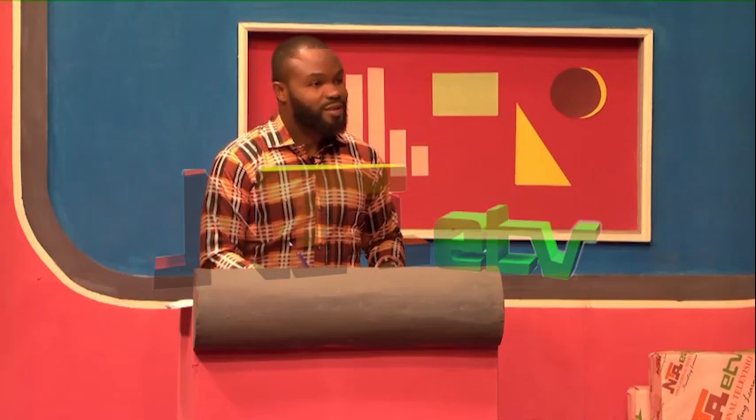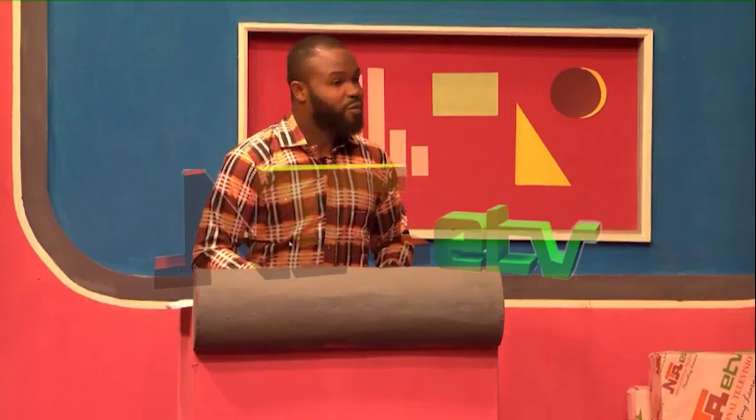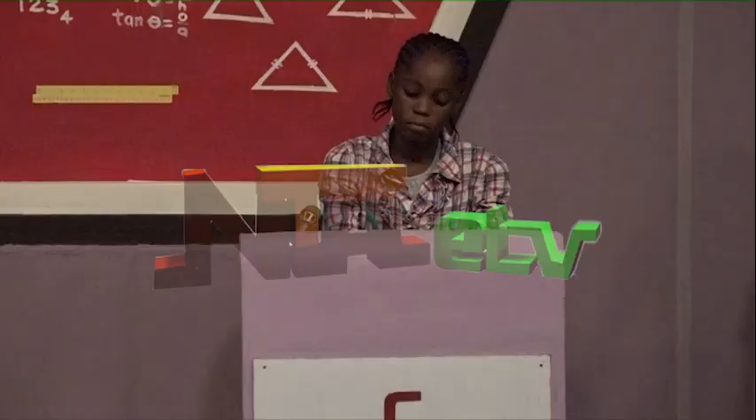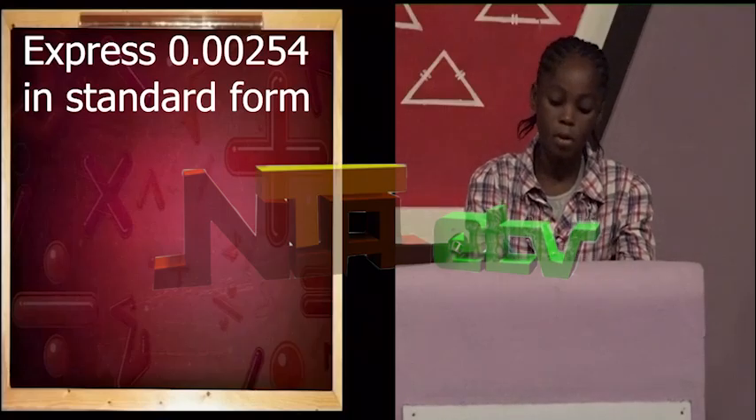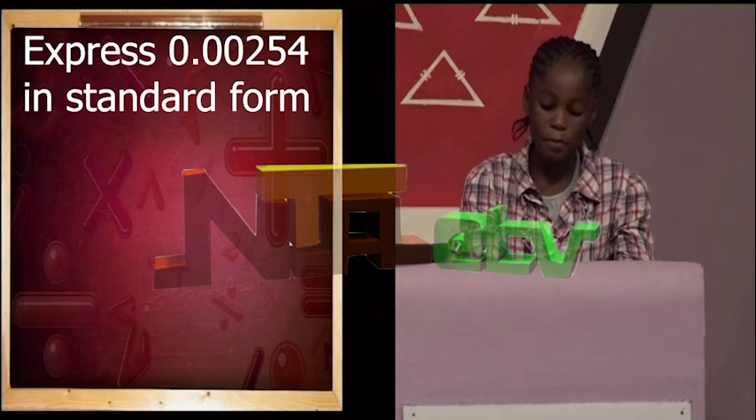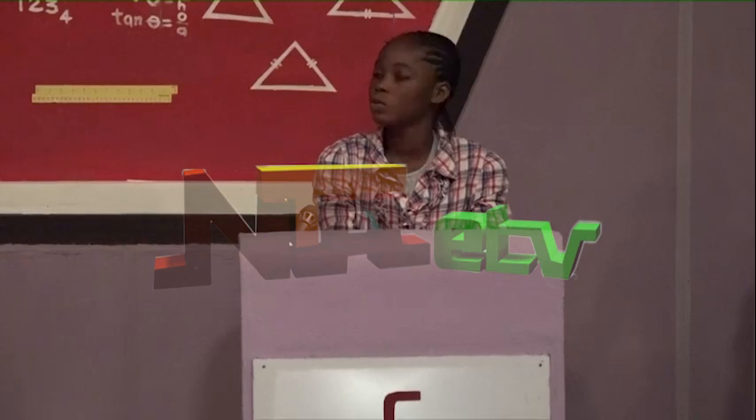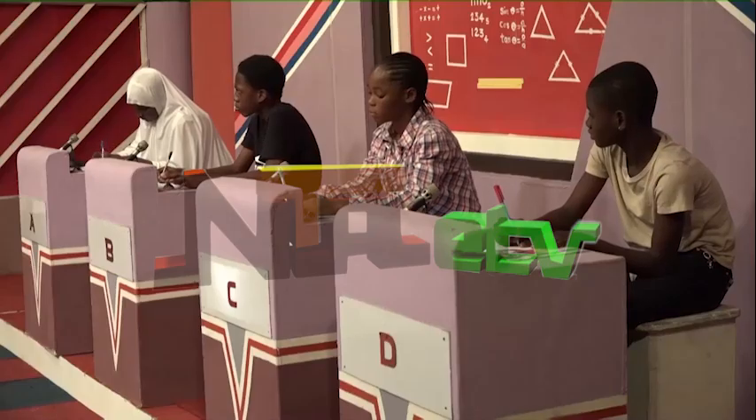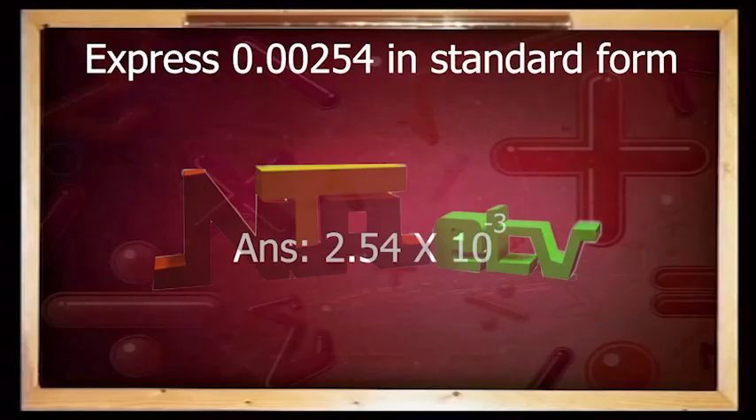Contestant C, your question. Number 5. Question number 5. Express 0.00254 in standard form. 4.5 times 10 raised to power minus 4. That is wrong. Bonus. Contestant B. 2.54 times 10 raised to power minus 3. Fantastic, that's correct.